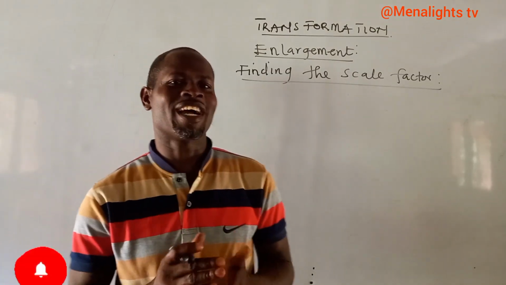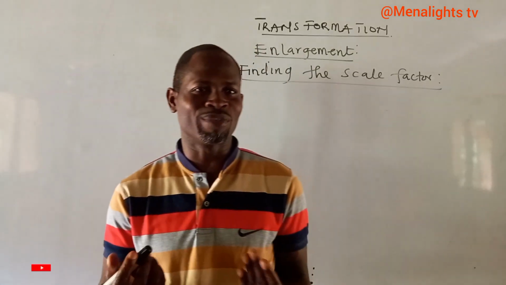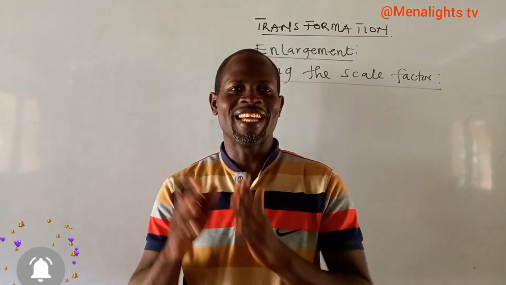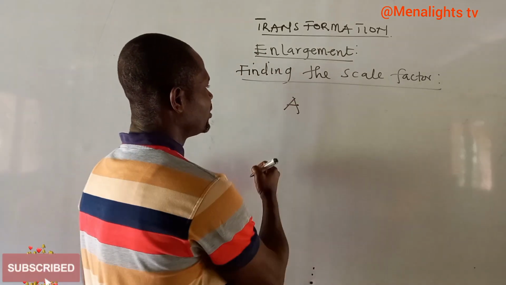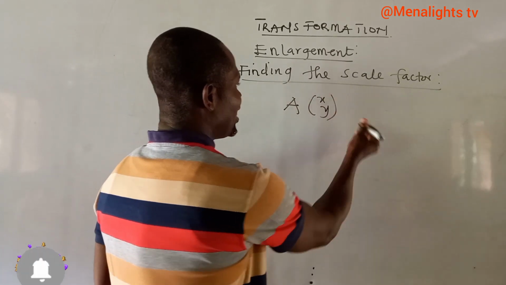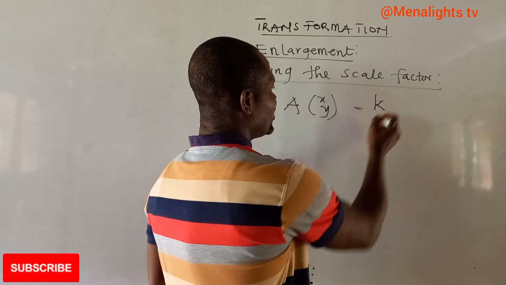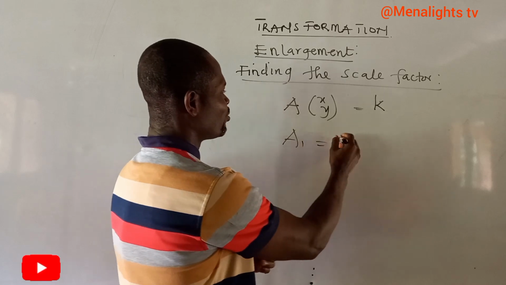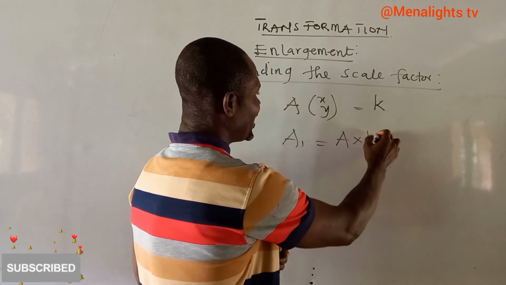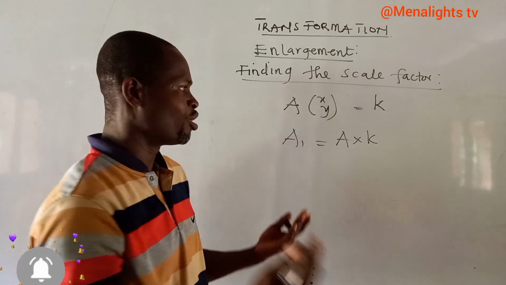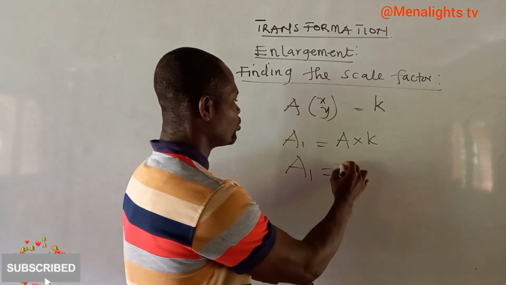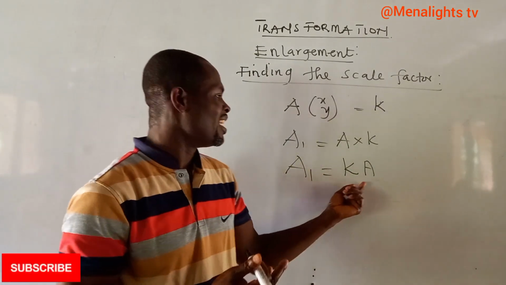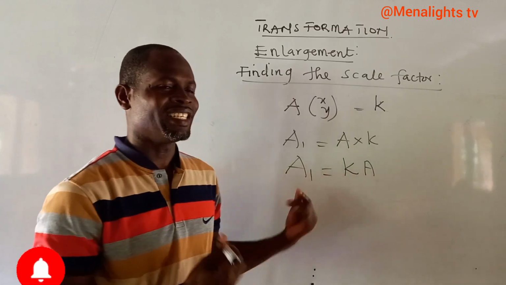Now we want to look at how to find a scale factor when you have the image and the object. First, we have to know that when you multiply the object with the scale factor, the image will be formed. Image A, which is the xy, and then the scale factor is k. That means that for you to get the image A1, you can say that A1 is equal to A times K, or K times A. So from here you can say that the image is equal to KA, where K is the scale factor, A is the object, and A1 is the image.